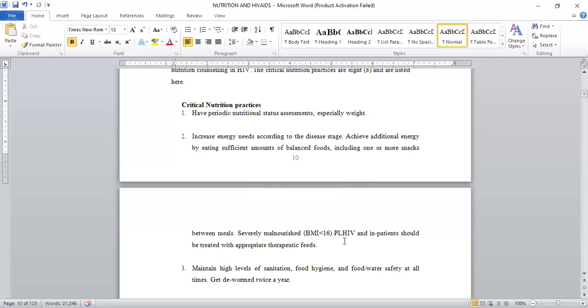And in this case, if a person is severely malnourished, actually not only severely, we even have moderate. Moderate is between 18.5 and 16. Those people who are moderately malnourished, you also need to supplement them. We have therapeutic feeds and we have supplemental feeds. They are different in terms of the energy that is given to the patient.